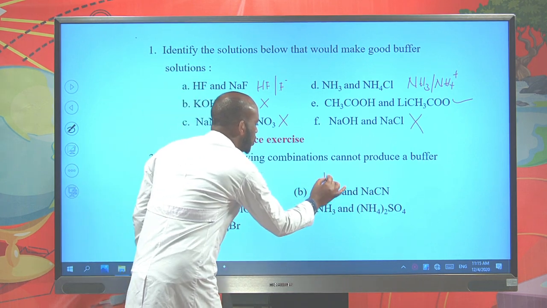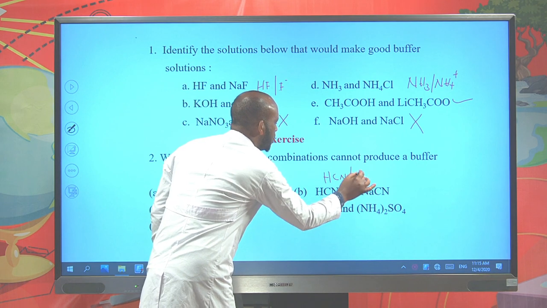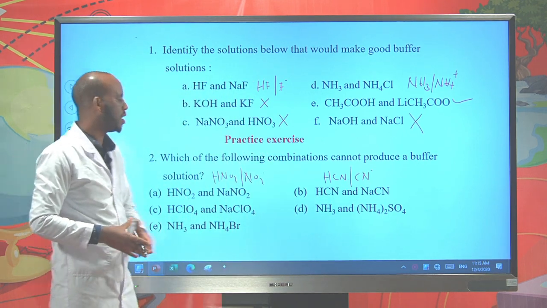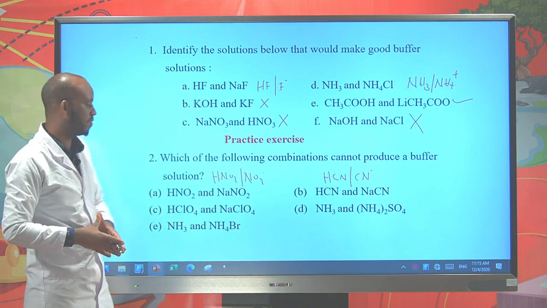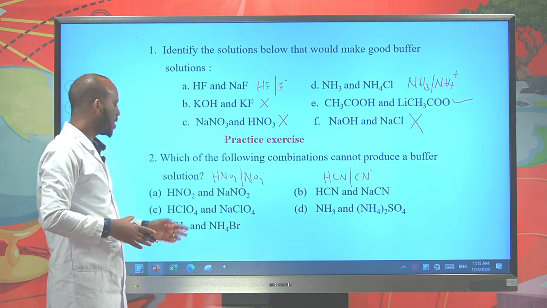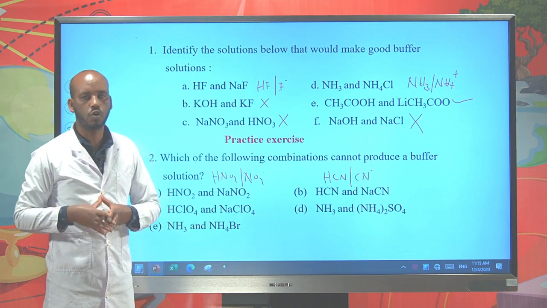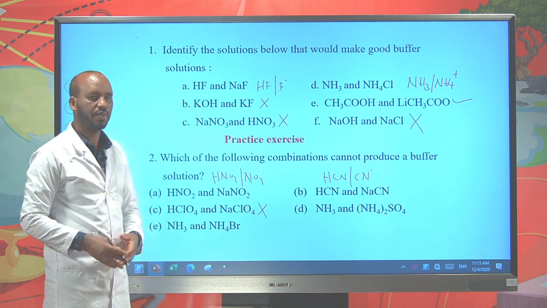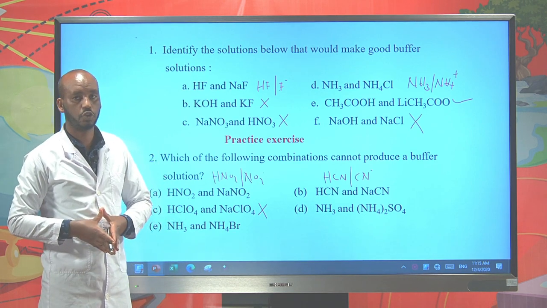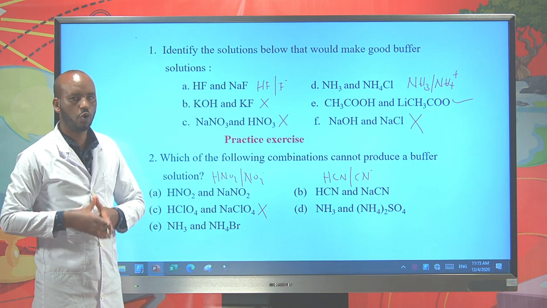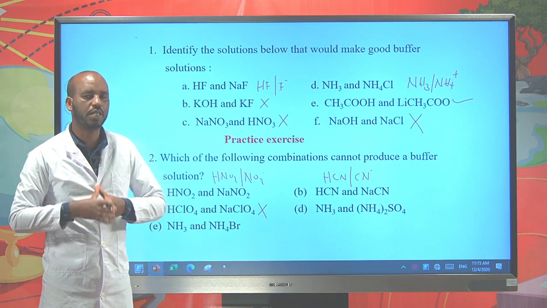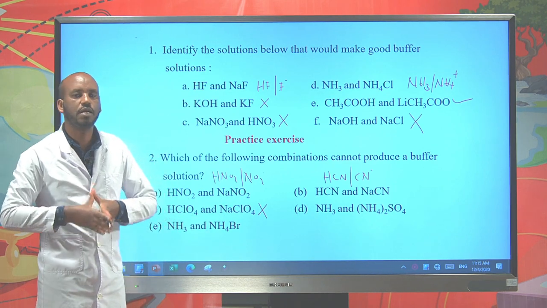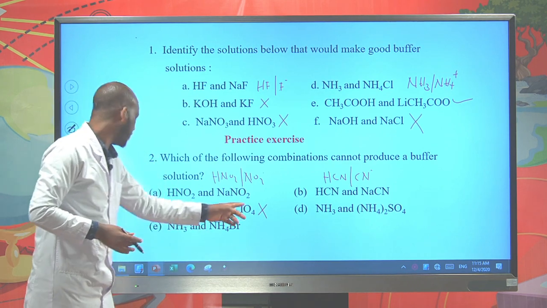You see, HCN and CN minus is an acidic buffer solution. C, perchloric acid and sodium perchlorate. This is not a buffer solution because perchloric acid is a strong acid. A solution is said to be a buffer if it contains a weak acid and its conjugate base, or a weak base and its conjugate acid. This is not a buffer solution.